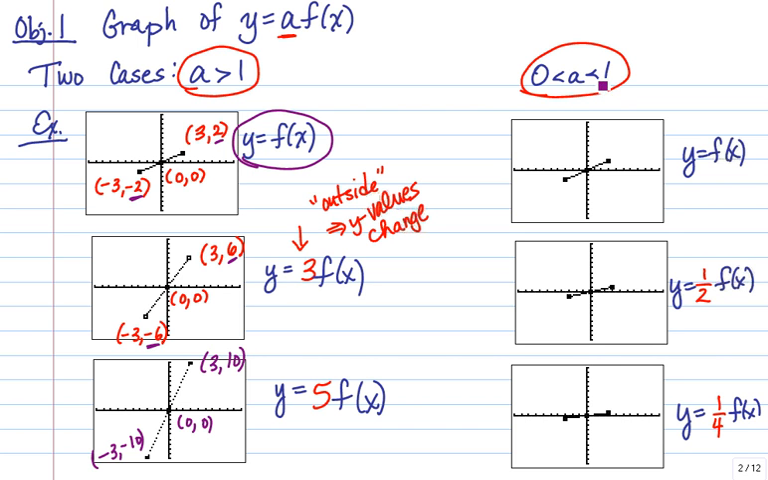Now, what happens if that factor is less than 1? So I have the same original function that we just described, and these points were still (3, 2), (0, 0), and (-3, -2). If I multiply the y values by 1/2, I'm going to get the points (3, 1), right, because 1/2 of 2 is 1. (0, 0) does not change. And then if I multiply -2 by 1/2, that gives me a -1.